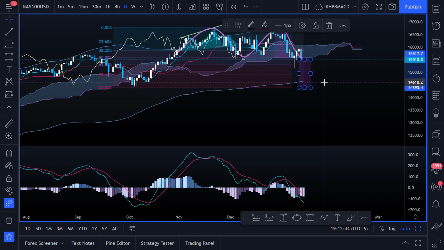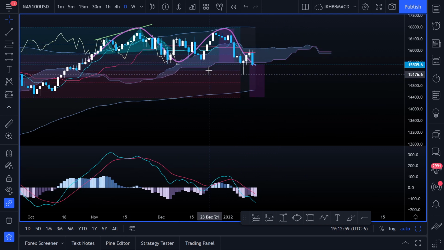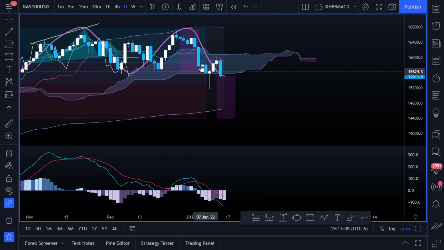We might find support previously at the lower Bollinger Band, which is about 14,600. So this is not a bearish market yet. And the reason why is because we have the price inside very close to the cloud. Chikou span is still not below the cloud. We do have this bearish Kumo twist, but let's see if this signal plays out in the coming days.